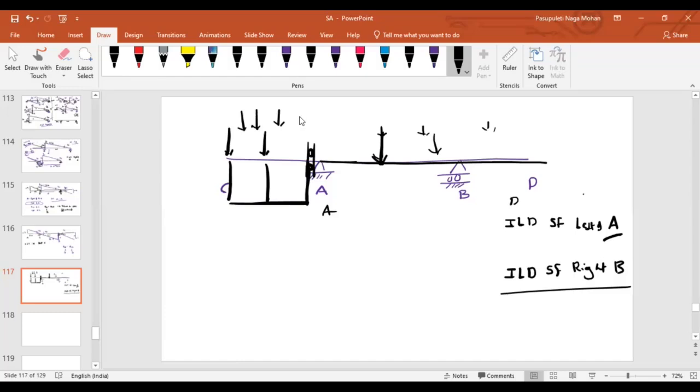Or if I restate it, shear force to the left of A will generate if the load is in between the portion A to C. If the load is in between A to D, shear force will not develop to the left of A.